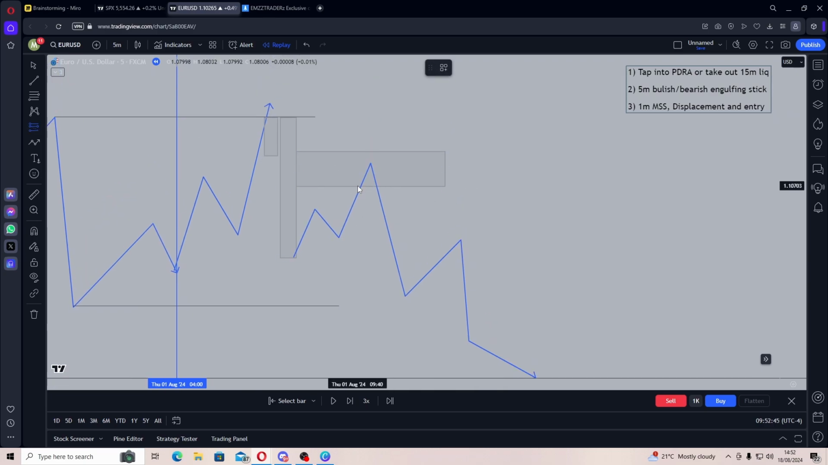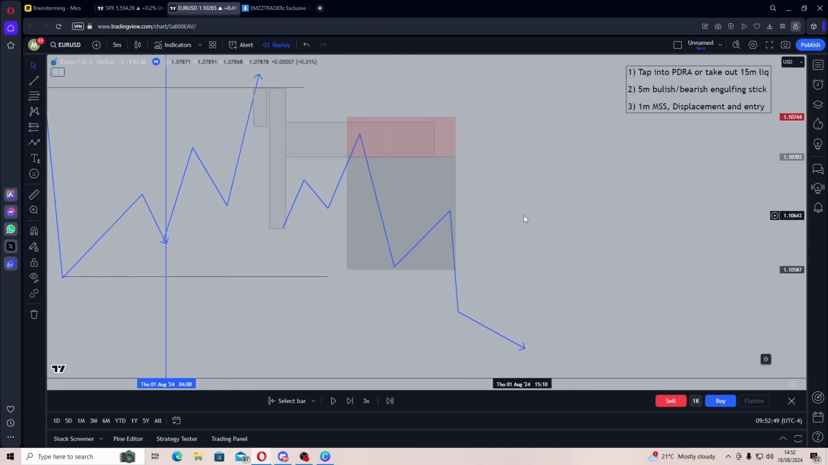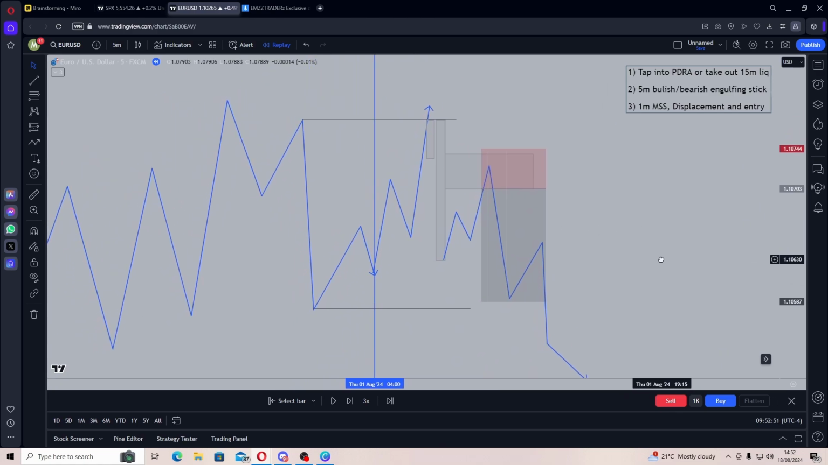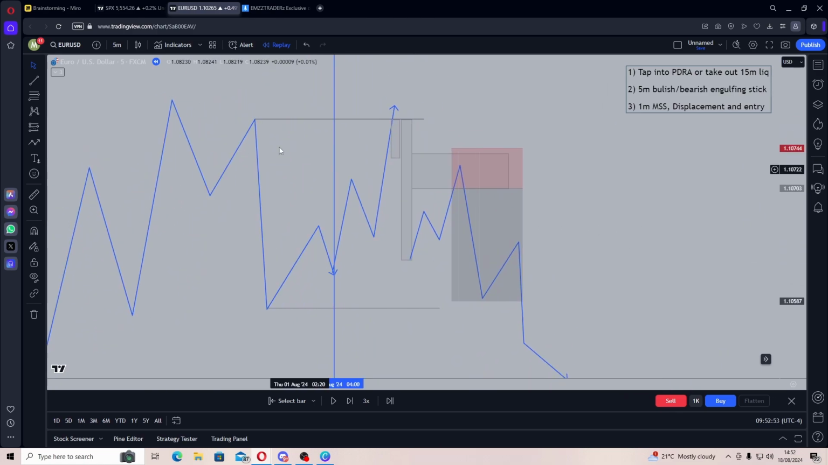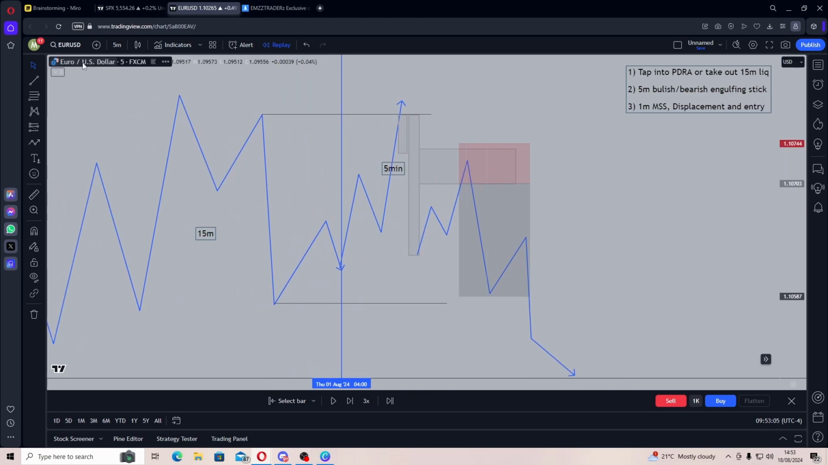So your entry point will be around here, and your stop loss will be all the way here. And there we go. This is the exact method that you're going to be using. This is the 15-minute time frame right here, this should be the 5-minute anywhere around here, and this would be the entry point, the actual 1 minute. So this is the exact strategy that I've been teaching you just now.